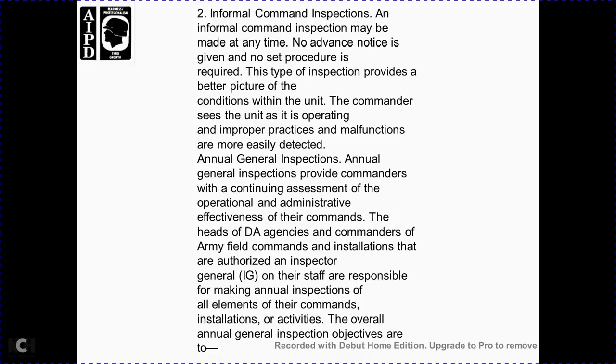the command. The heads of the DA agencies, commanders of Army field commands, installations, and the authorized inspector general and staff are responsible for making the annual inspection of the elements of the command, with the installation and activity of the overall annual general inspection.